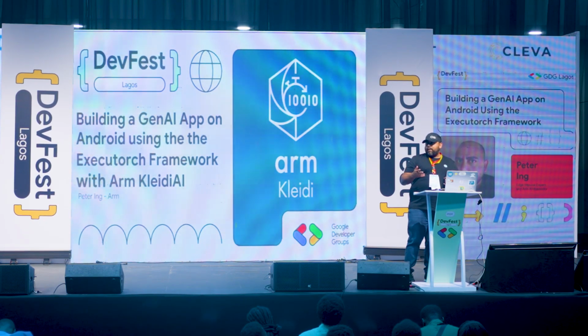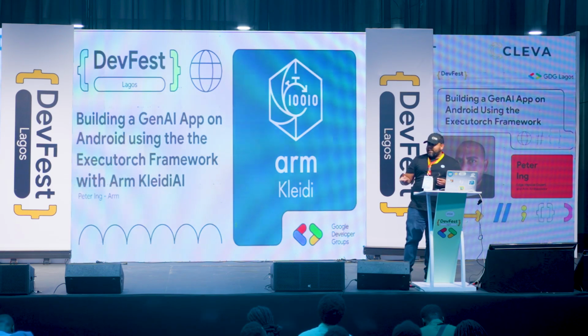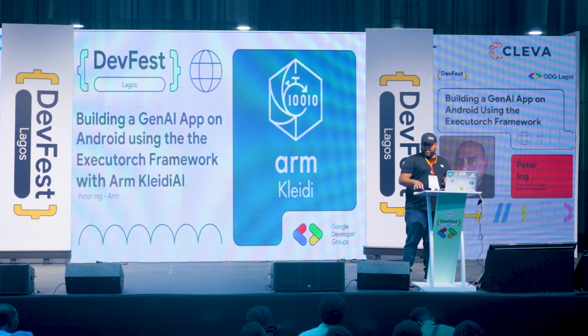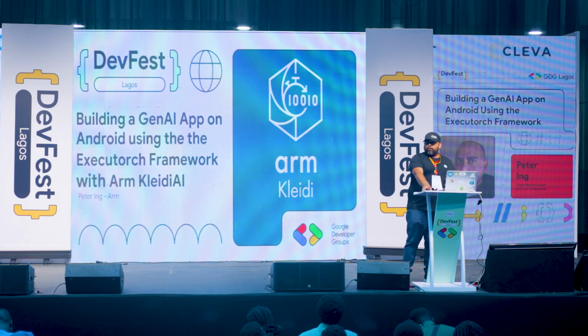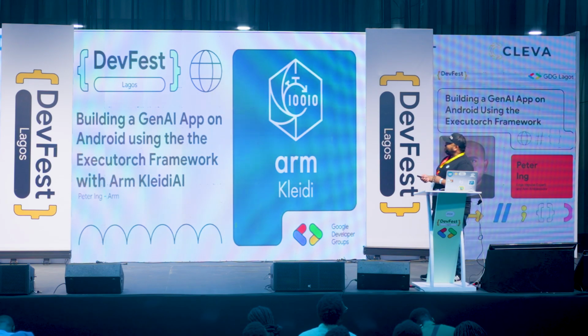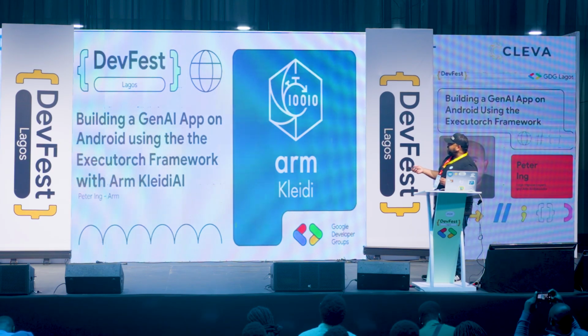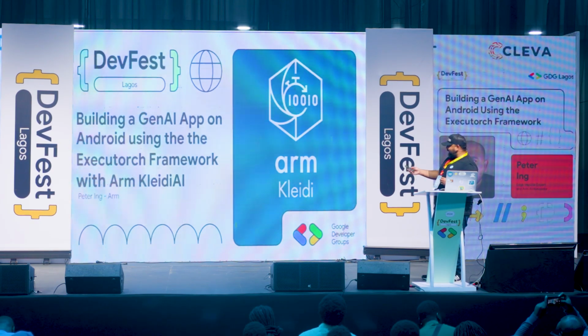So there's been a lot of online activity around using GGML and things like it to run models locally on a PC, on a MacBook, or even a normal Windows laptop. But the idea is to go and actually run it on your phone. So without that contextual introduction, I'm going to talk today about building a GenAI app on Android using the Executorch framework with Arm KleidiAI.